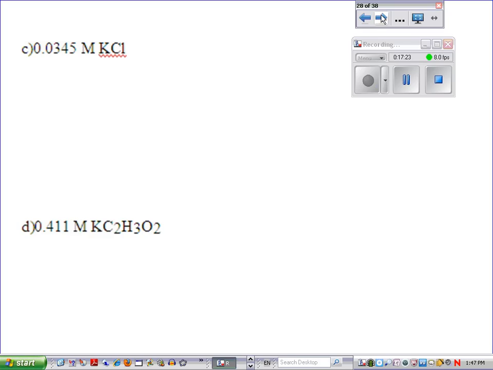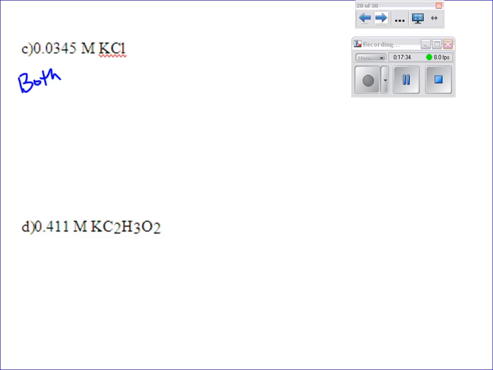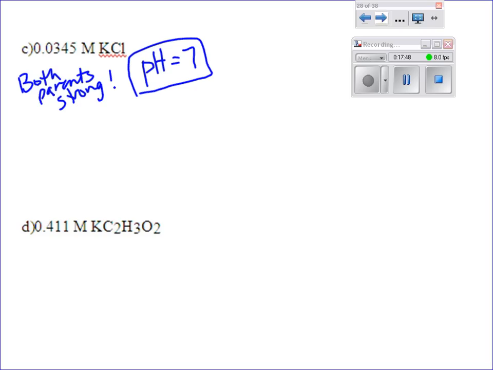KCl. What's the pH of KCl? So what do we do here? Take the weak part and add it to water. Oh my gosh, they both come from strong parents. What do you think that means? If they're both strong parents, I heard the word neutral, but the question asked for what the pH is, so I need a value. There you go. Done. Don't you like that problem? I do too.